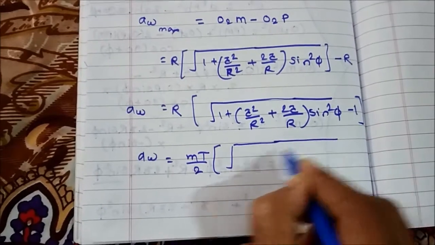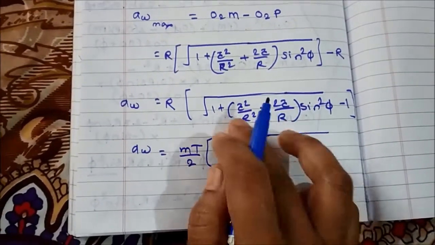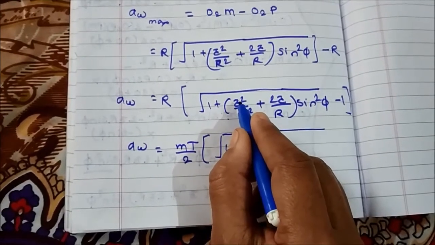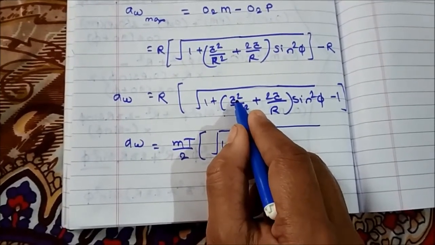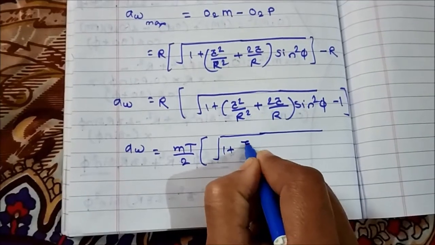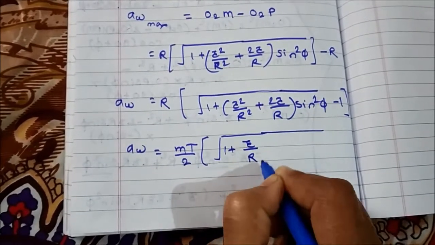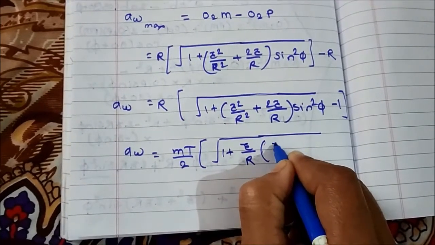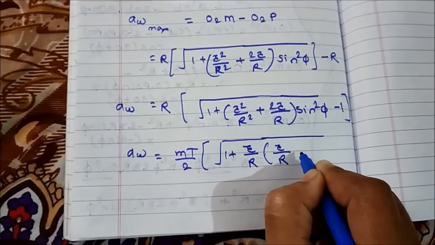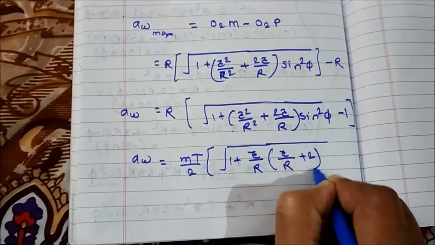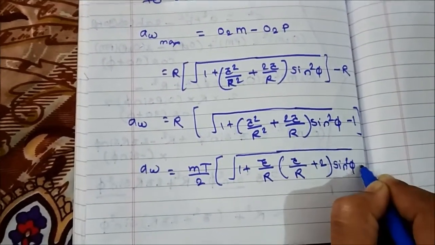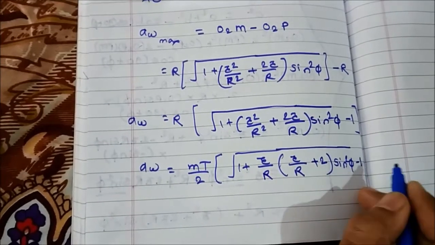Now 1 plus, now see this term carefully, again from this term we are able to take common small r upon capital R. So let's take common this term small r upon capital R into bracket, small r upon capital R plus 2 sine square phi outside the root, inside the bracket, minus 1.